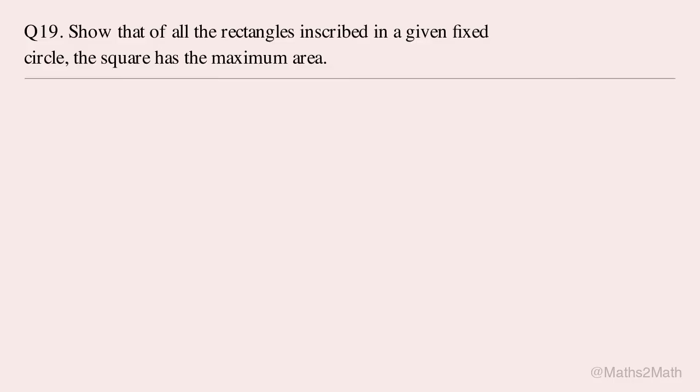Question 19. All rectangles in one circle, the square must win. The diagonal of any inscribed rectangle is the diameter. With radius and sides x and y, the diagonal is the diameter. X squared plus y squared equals 4 squared.